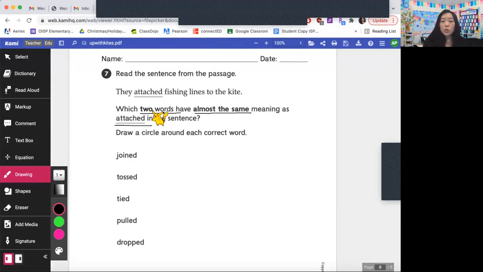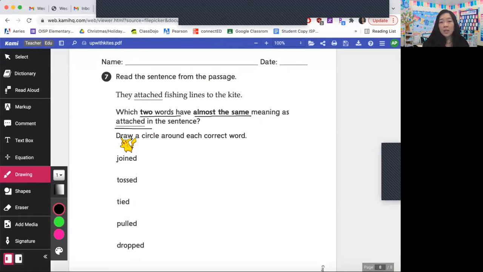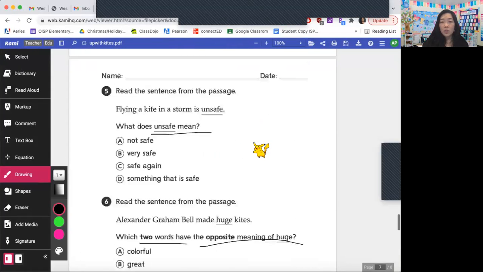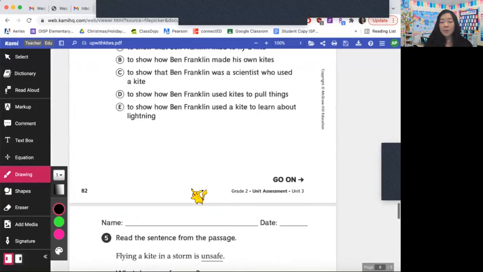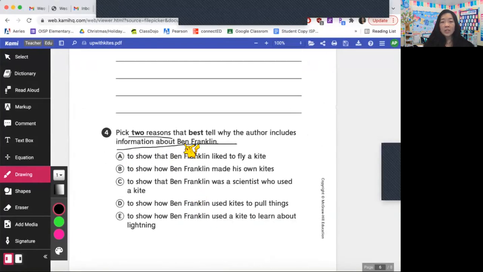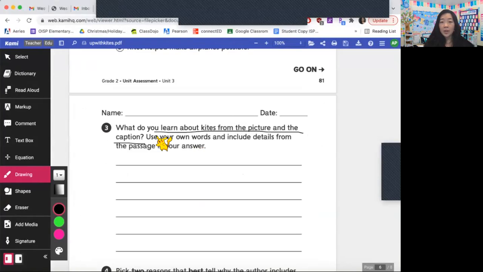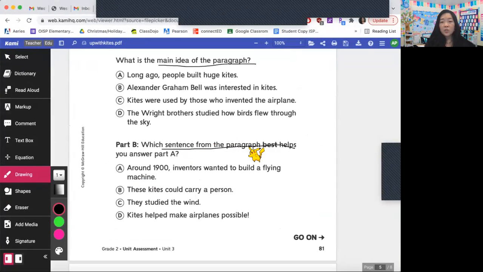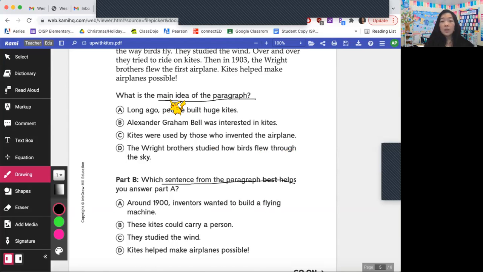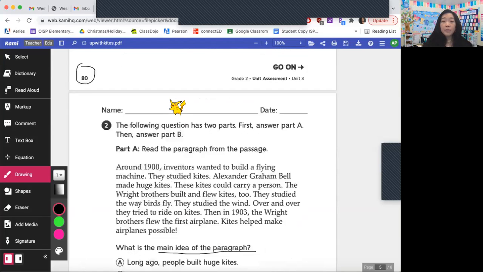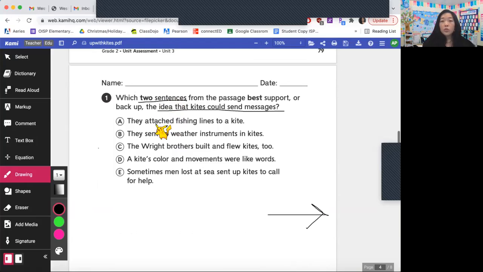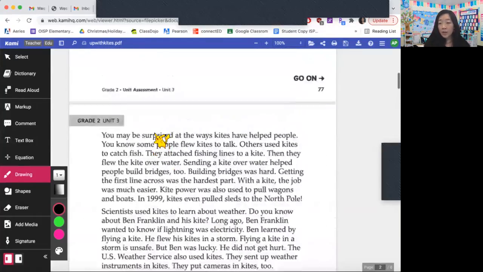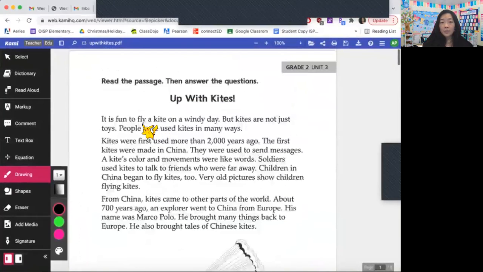Okay, so 2 words, almost the same, attached. 2 words, opposite meaning of huge. Unsafe mean. 2 reasons, information about Ben Franklin. Learn about kites from the picture and the caption. Sentence from the paragraph best helps. Main idea of the paragraph. 2 sentence idea that kites could send messages. All right, let's go ahead and read.